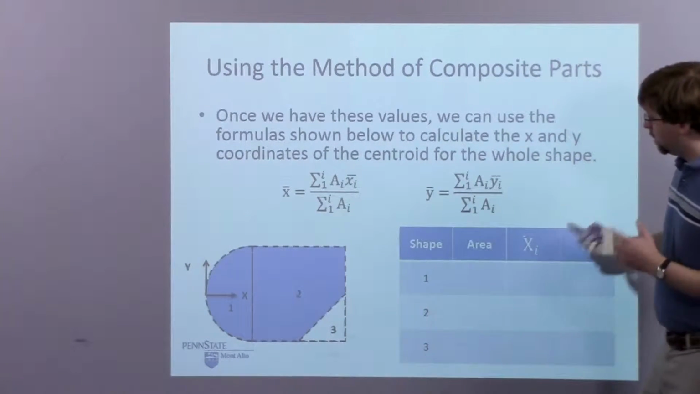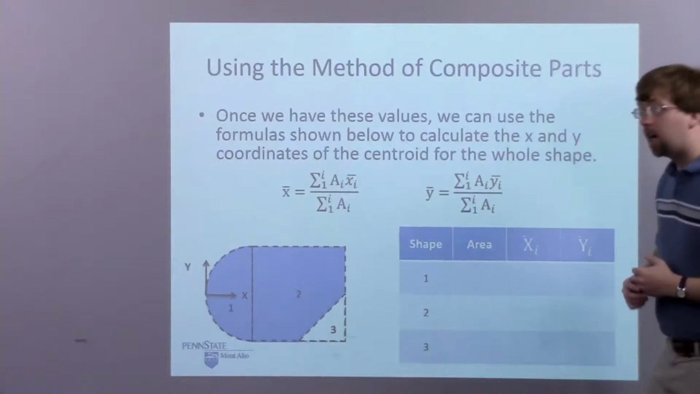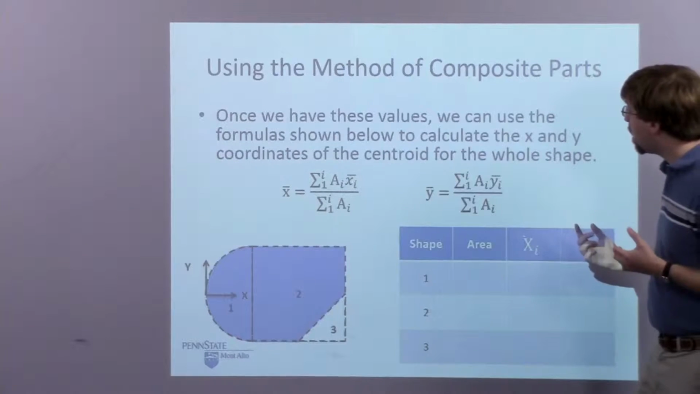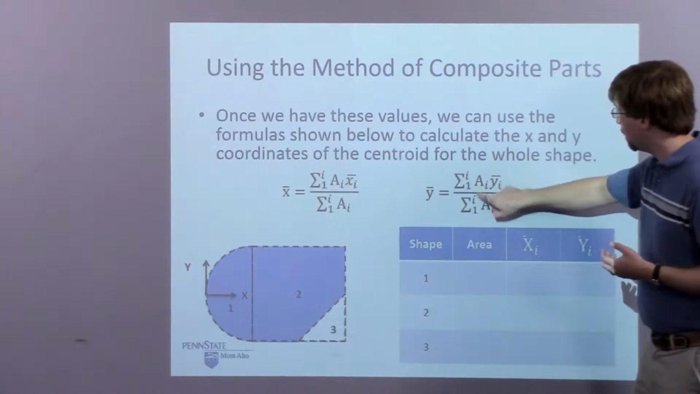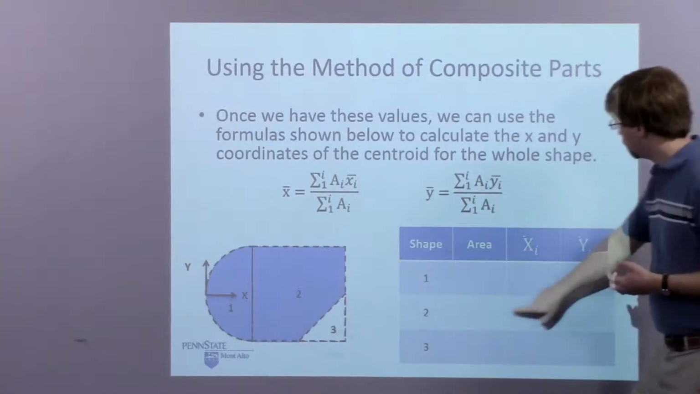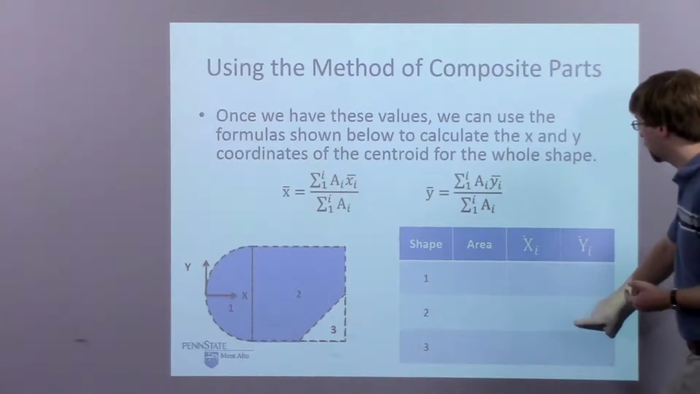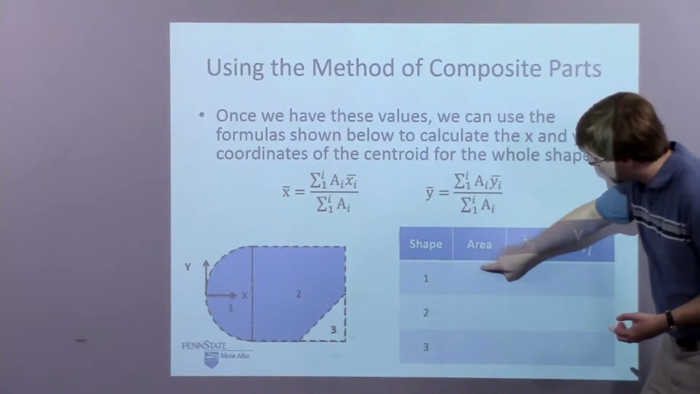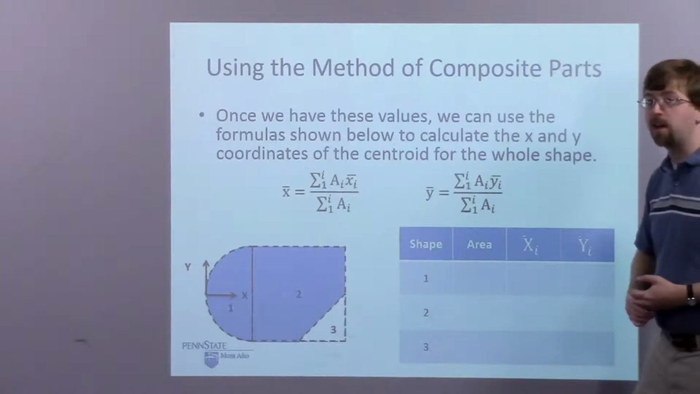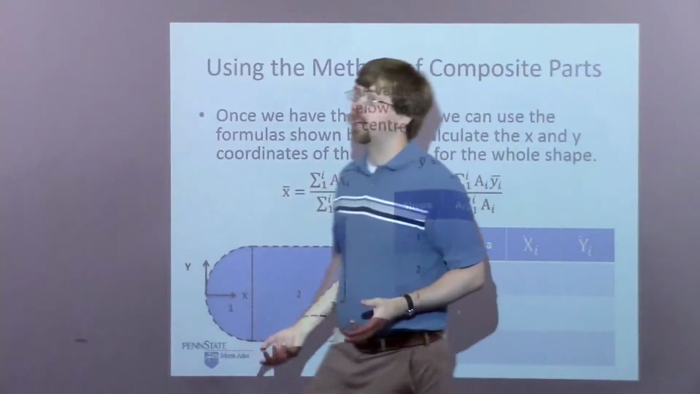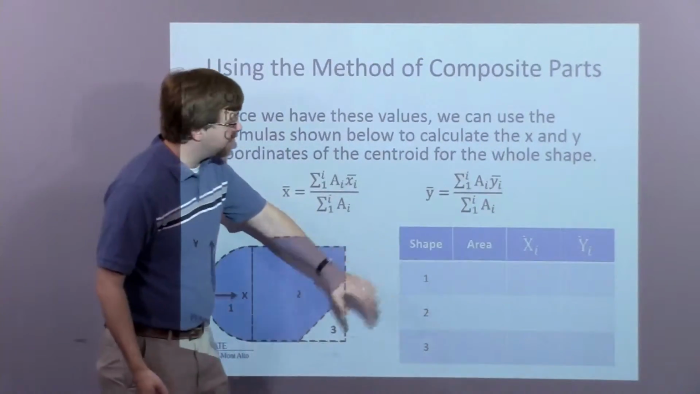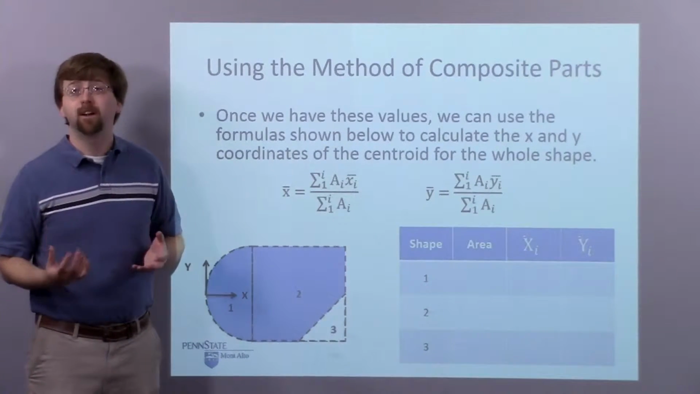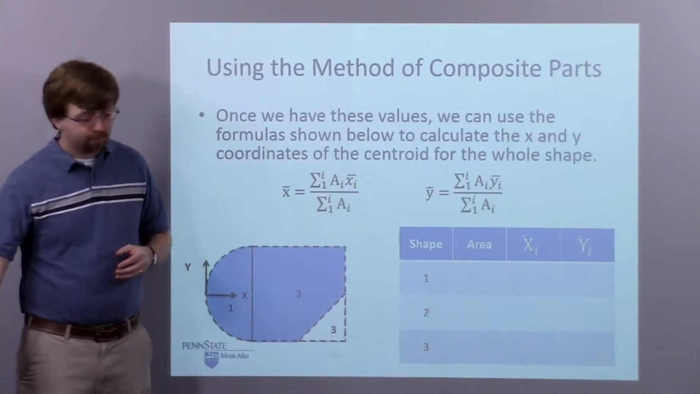Remember again, negative areas: that cutout or that hole is going to be a negative area. Alright, for the y coordinate, it's going to be area 1 times y1 plus area 2 times y2 plus area 3 times y3. That sum is divided by just the sum of all of the areas on the bottom there. So if I do those two calculations, and if I have all these values in the table, I can go ahead and find my centroid coordinate fairly easily with the method of composite parts.